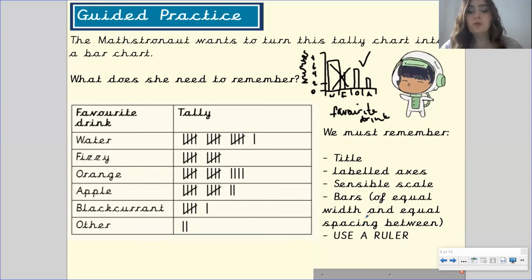And you need to make sure you use a ruler. This one is probably the most important thing that you must remember. If you don't use a ruler, it's going to look very messy. It's going to be very hard to read. And also it will be very unlikely that you'll be able to have that equal spacing between each bar and the width of each bar. So please, please, please make sure you use a ruler.